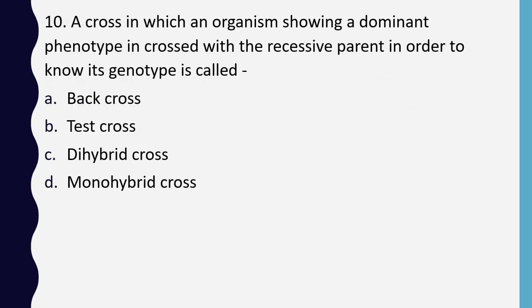Question number 10. A cross in which an organism showing a dominant phenotype is crossed with the recessive parent in order to know its genotype is back cross, test cross, dihybrid cross, monohybrid cross. Correct answer is option B, test cross.